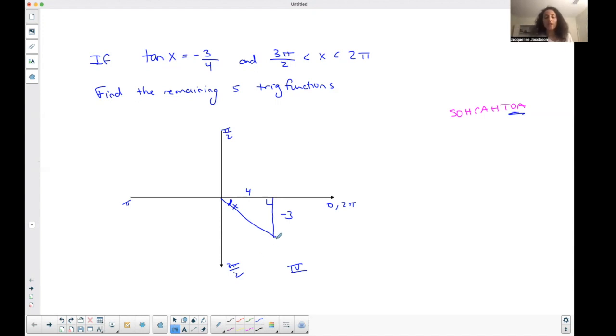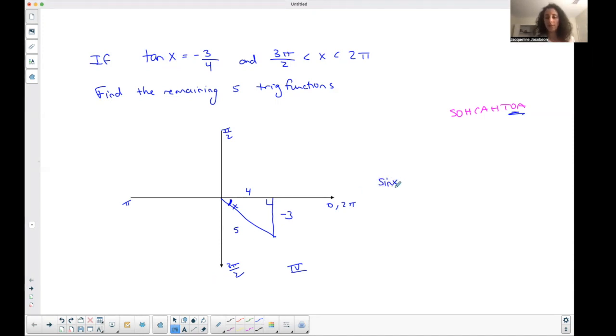And hopefully you guys recognize that if I have a right triangle where the legs are 3 and 4, then the hypotenuse is automatically 5. It's a 3, 4, 5 special right triangle. And if I didn't remember that, the Pythagorean theorem will give me that. I have everything I need now to figure out the rest of the trigonometric functions.